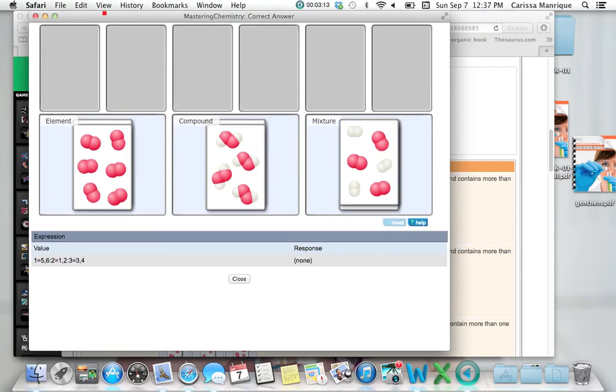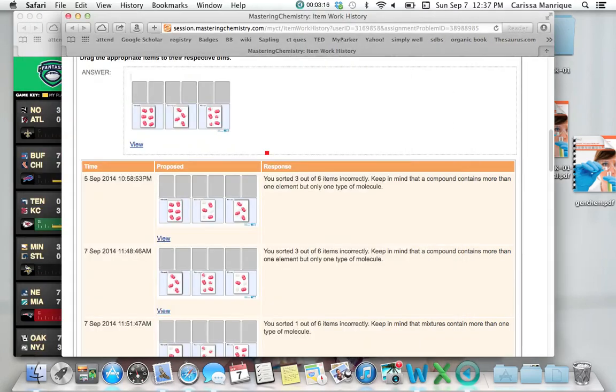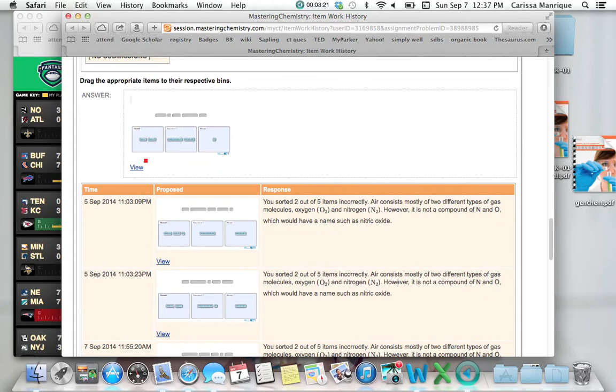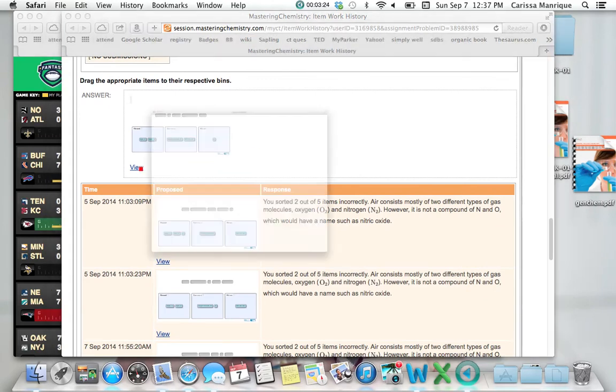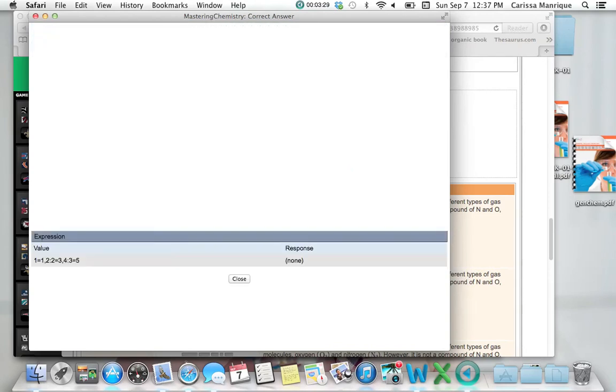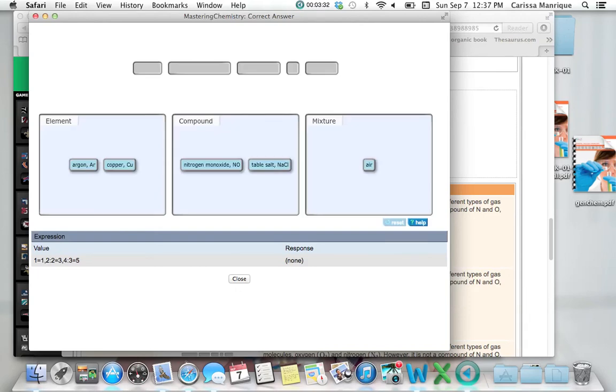Now if we look at another example, I'm just going to pull the correct answer and explain why it's correct. Okay, so an element, if you go on the periodic table and it's listed on there, then it's an element. Like argon is on the periodic table. Copper is on the periodic table. But for example, nitrogen monoxide is not on the periodic table. Or sodium chloride is not on the periodic table. Or air, not on the periodic table.